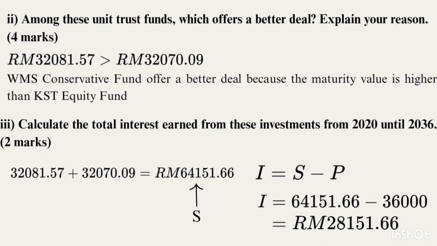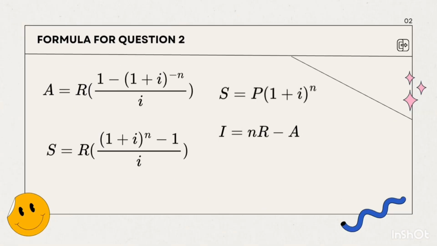So put it in the formula 64,151.66, which is our S, minus 36,000, which is our P. You will get 28,151.66. Question 2 is based on Chapter 4 NWT.